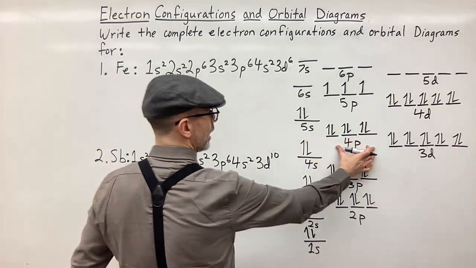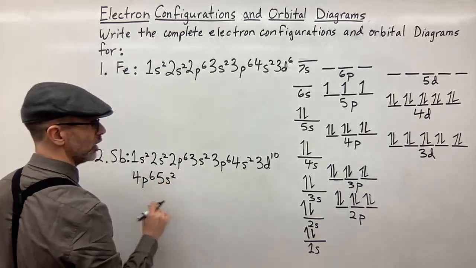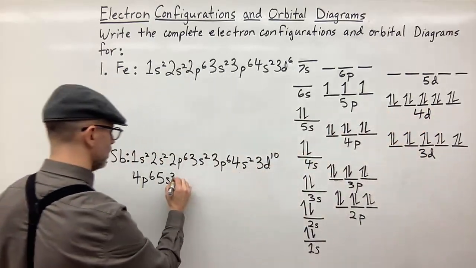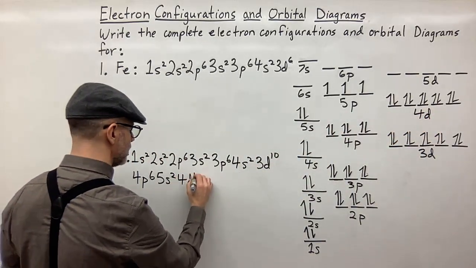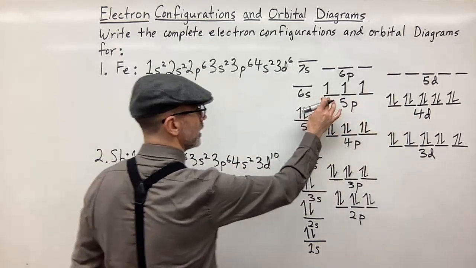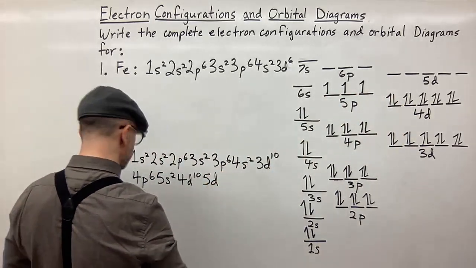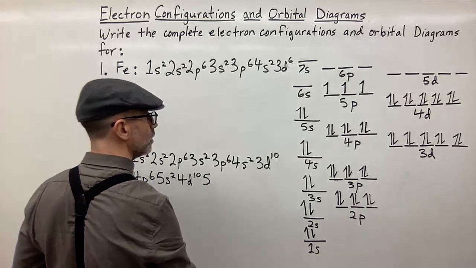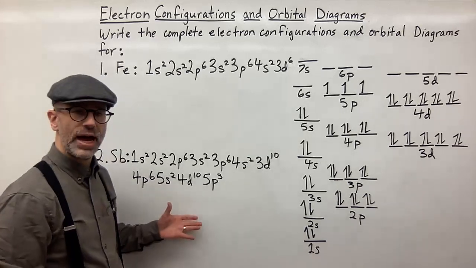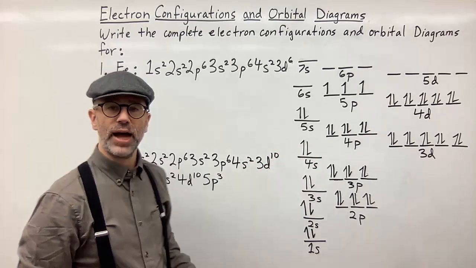4p6. And then next is going to be the 5s. So 5s with 2 electrons in the 5s. Next is going to be the 4d with 10 electrons. So 4d10. And then after that is 5p with 3 electrons. 1, 2, 3. And so it's going to be 5p3. And so that's the electron configuration for antimony with the orbital diagram.